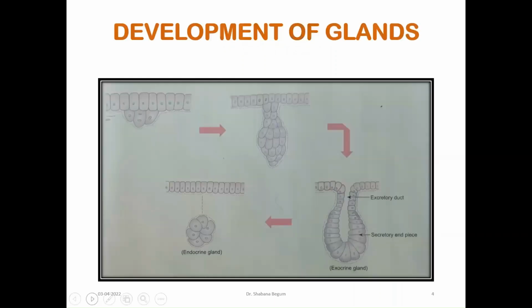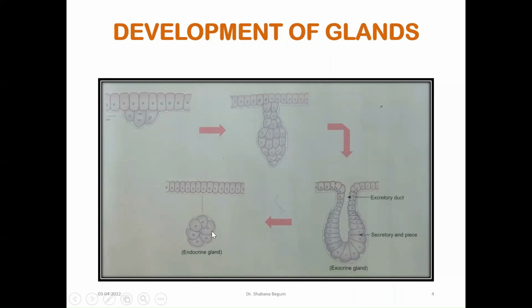How do glands develop? Now the glands develop as an invagination of the epithelial cell lining into the underlying connective tissue. So the epithelial cells invade into the underlying connective tissue, they multiply, and then they get reorganized. The distal portion of the glands forms the secretory end piece, that is the functional portion, which will secrete the secretions. And the proximal part forms the duct through which the secretions are conveyed to the surface. This is the development of the exocrine glands.